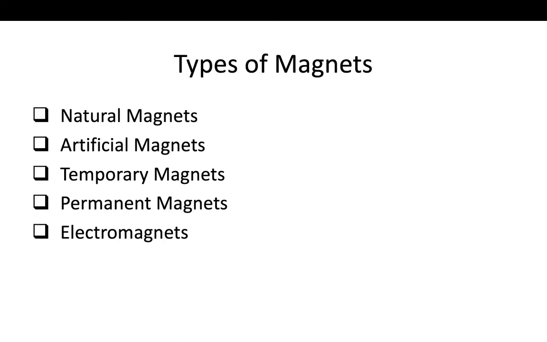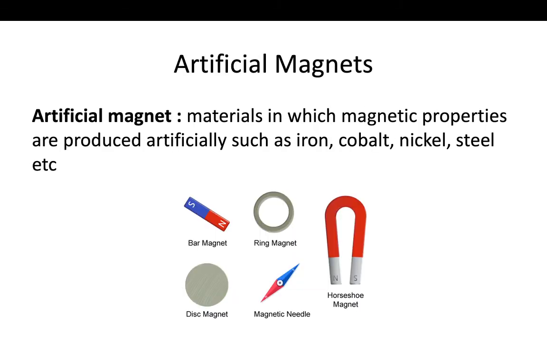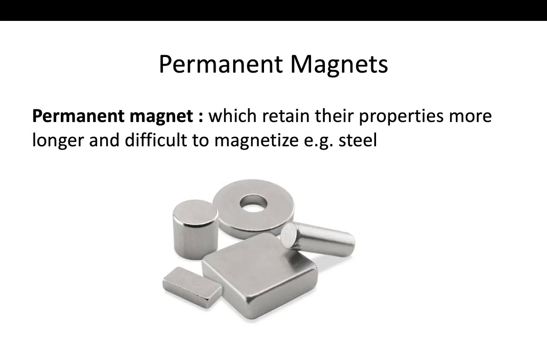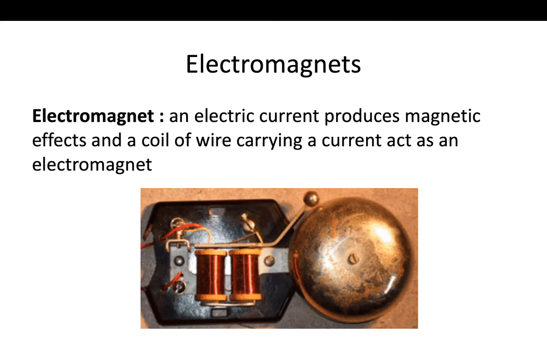Natural magnets are those which will never lose their properties. Artificial ones are made for different applications. Temporary ones are made for a specific time. As soon as we remove the source of power, they lose their property. Permanent ones are those for which it is not easy to lose their property, but one day it can become weak, but it can't be like a natural magnet.